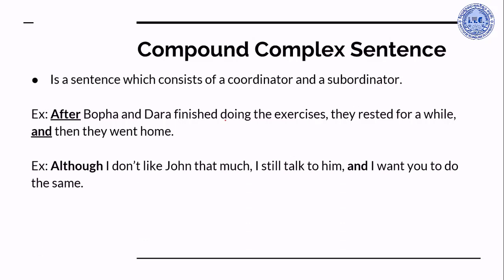Another example, although I don't like John that much, I still talk to him. So you see here, although is a subordinator. And here is a coordinator, FANBOY. Okay, and then we also have although as a subordinator. So when there is a subordinator and a coordinator together in a sentence, it is called a compound complex sentence.